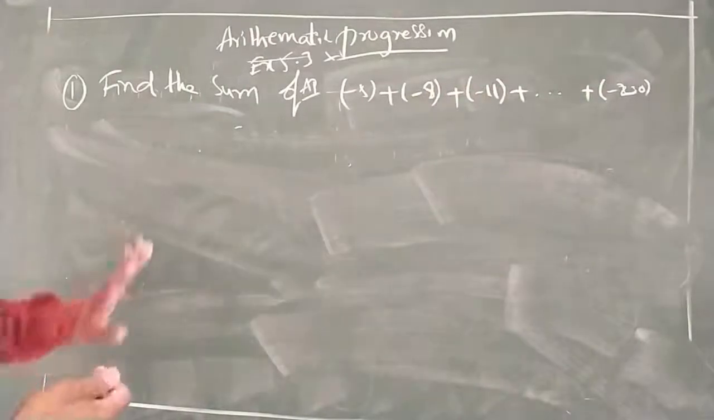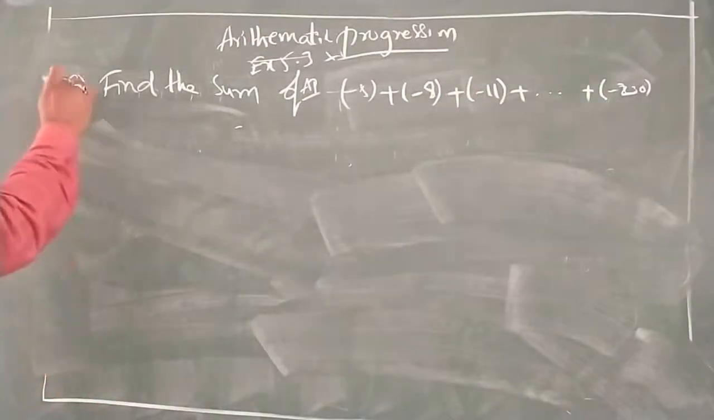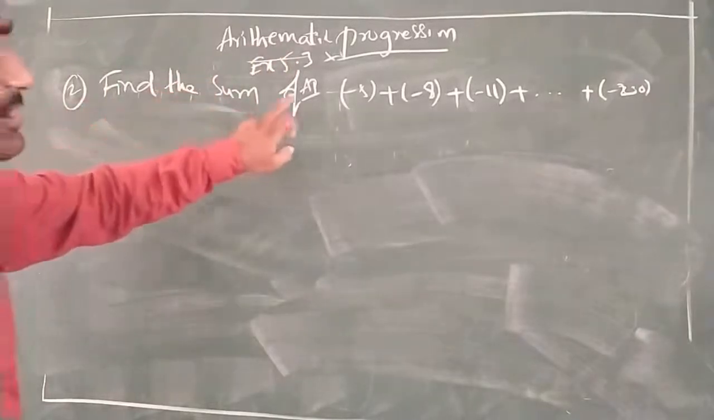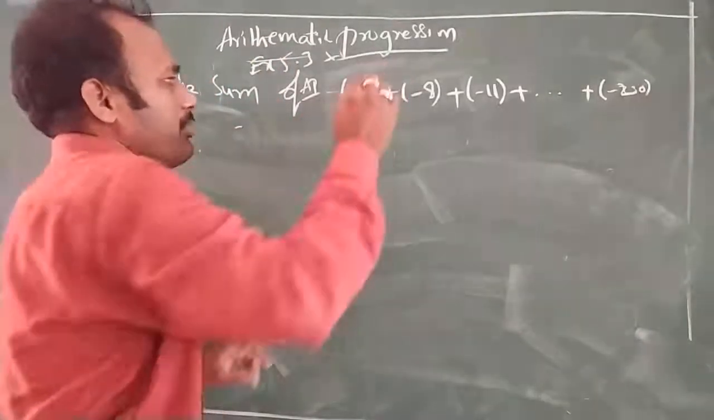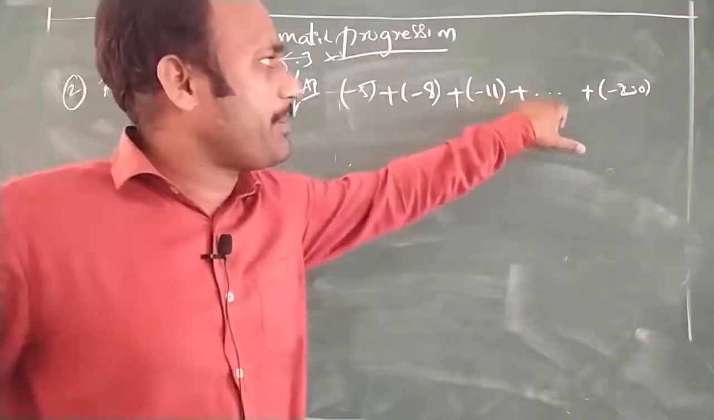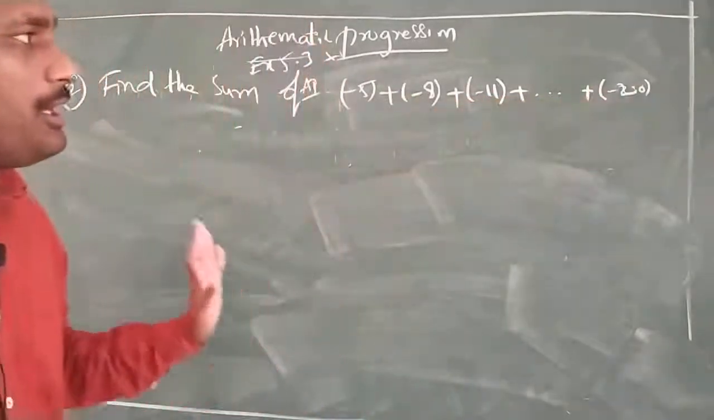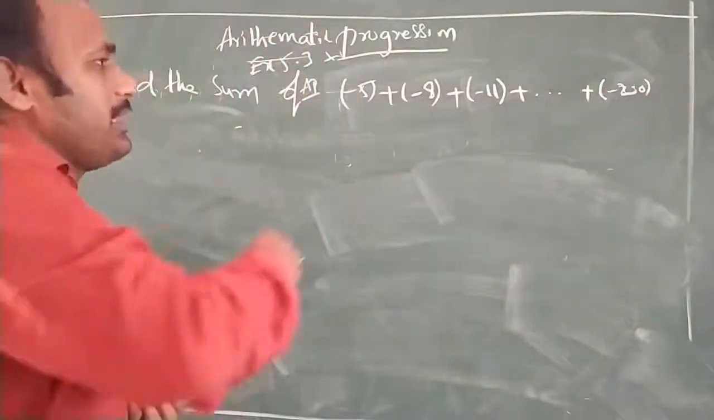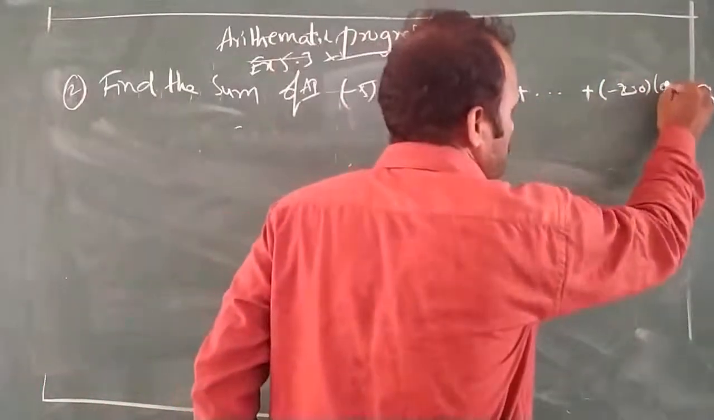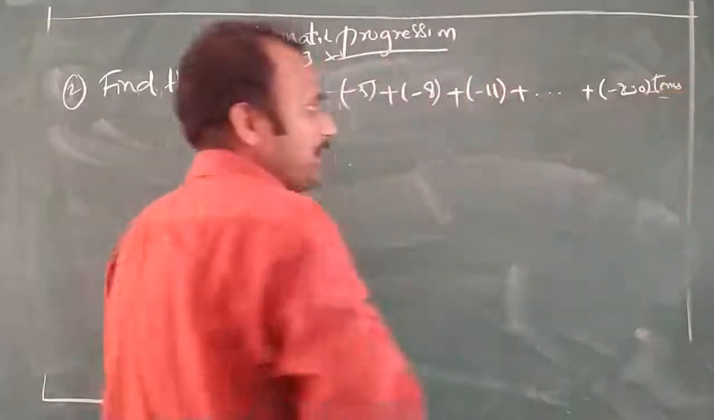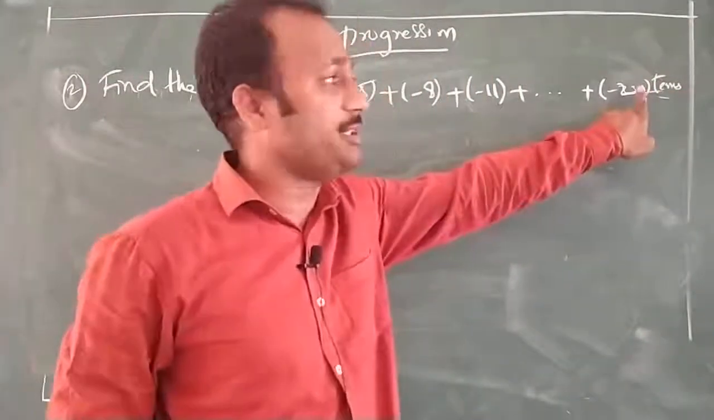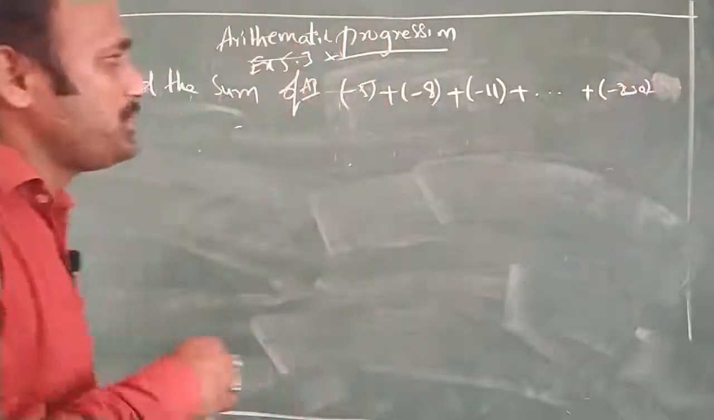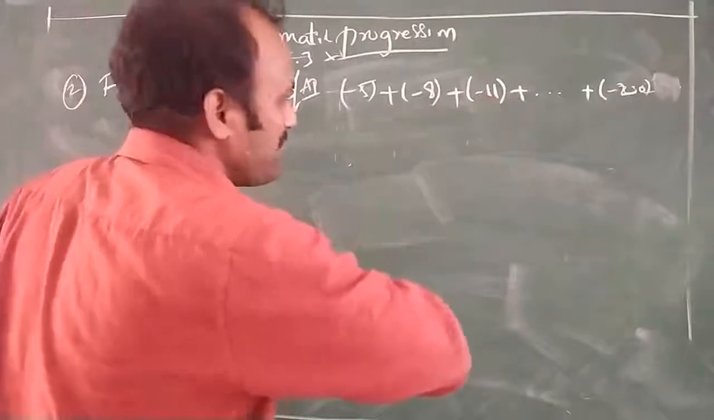Okay. Now you try to understand, it is the second bit question in the same exercise 5.3. Find the sum of the AP minus 5 plus minus 8 minus 11 plus so on up to minus 230. Now here in the question we don't know up to what term. Because if he mentions the terms, then we are very sure that I need to find out S230. But he didn't mention anything in the question. So to do this question, first of all we have to know how many terms are there in this.